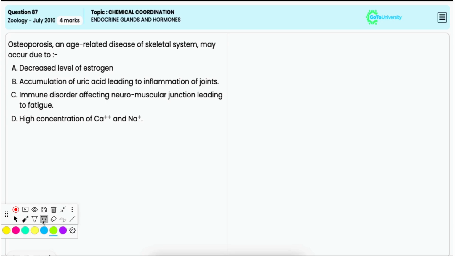In this question, you have to identify the reason for the cause of osteoporosis, which is an age-related disease of the skeletal system. Now, option A, decreased level of estrogen.